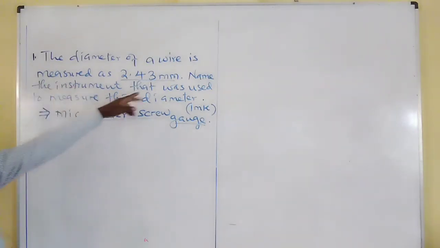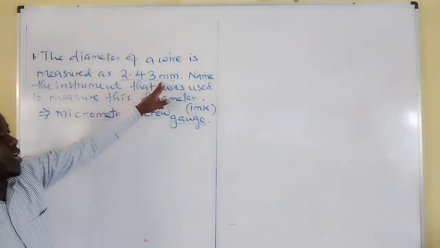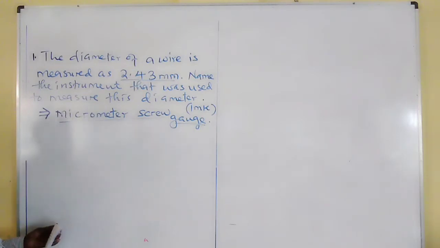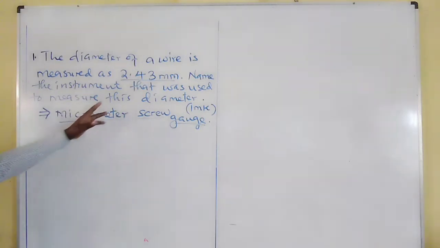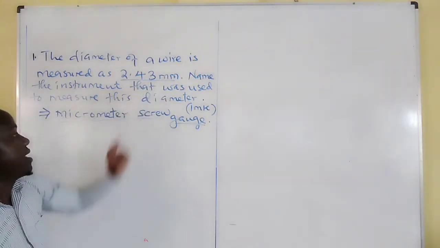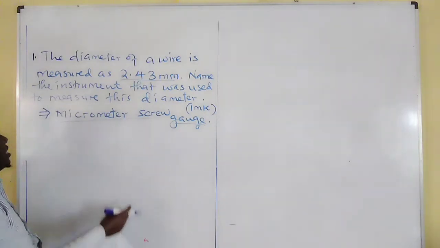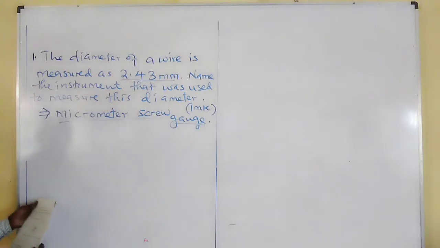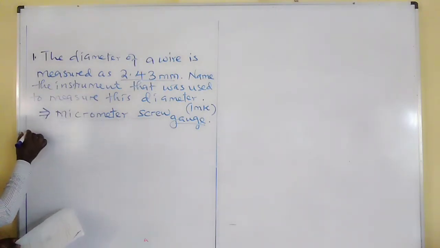If we had the measurements in centimeters, then we could have concluded that the instrument used is a vernier calipers. But because it is millimeters, then the instrument used is the micrometer screw gauge, and you get a mark for that. Let me go straight to number 2.